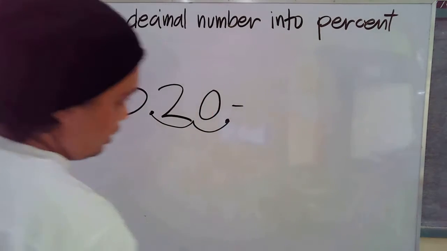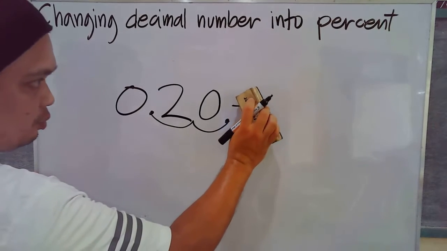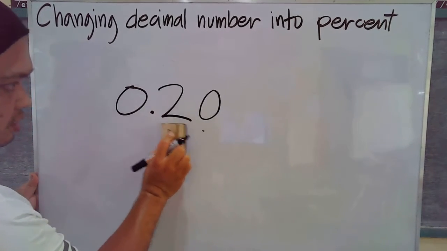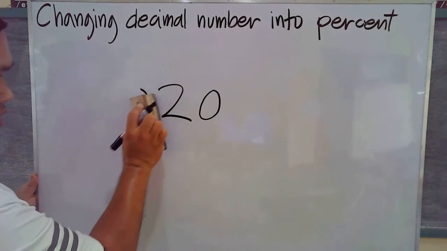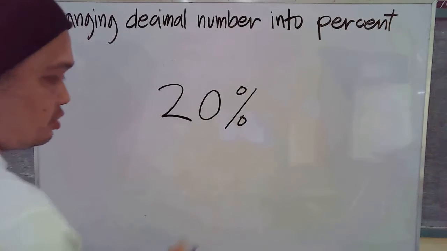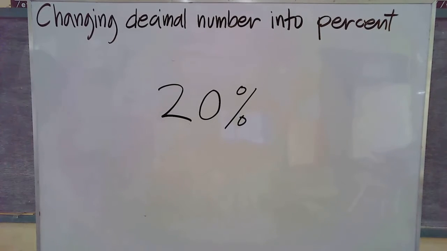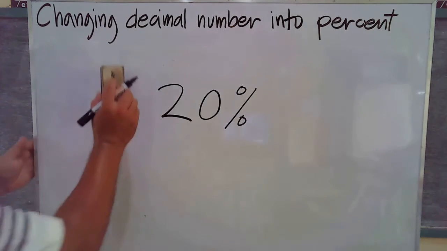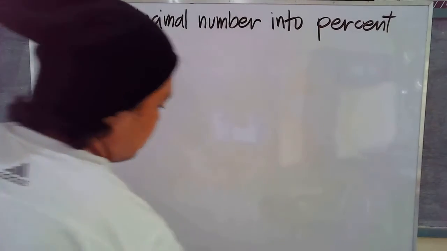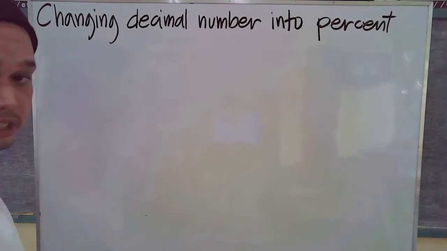So the decimal point is here. What we are going to do is drop the decimal point and change that into percent. So it becomes 20%. So 0.2 becomes 20%. How? Because we changed that using this method.